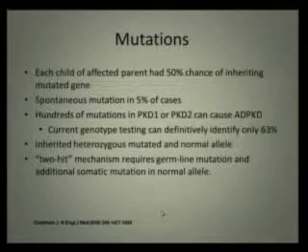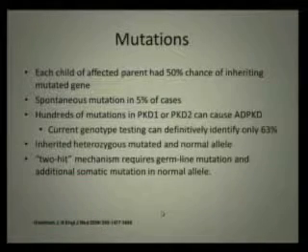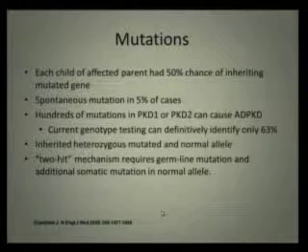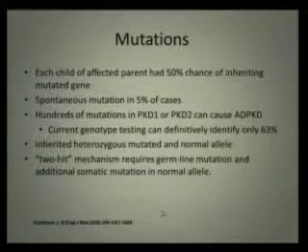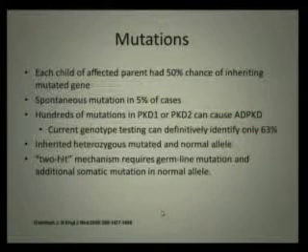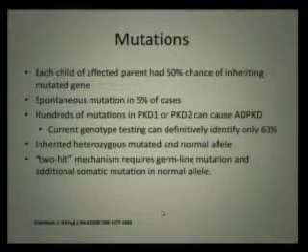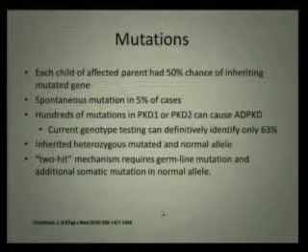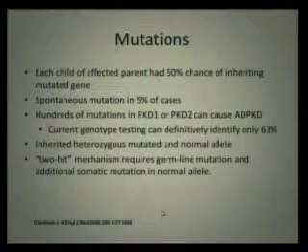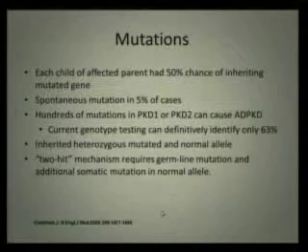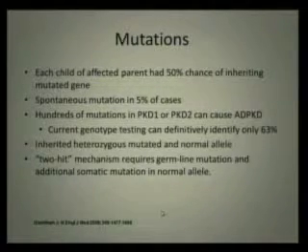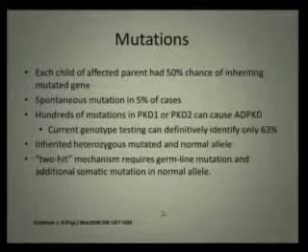So it's a genetic mutation that's autosomal dominant. Each child of an affected parent has a 50-50 chance of inheriting the mutated gene. You can get a spontaneous mutation in 5% of cases, and there are hundreds of mutations of these two genes that account for ADPKD, and the current testing can identify about 63%. Essentially it's a two-hit model where you have one normal allele and then you have a mutated allele, and you need a hit to that normal allele to have this process begin in the kidney.